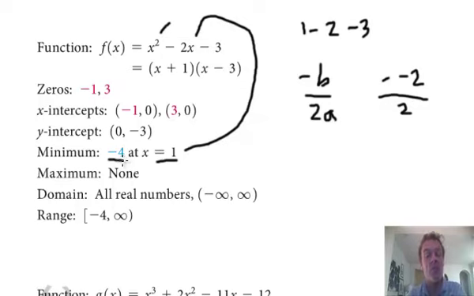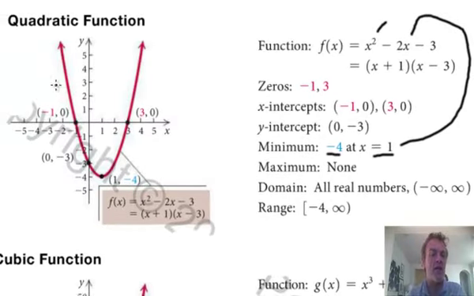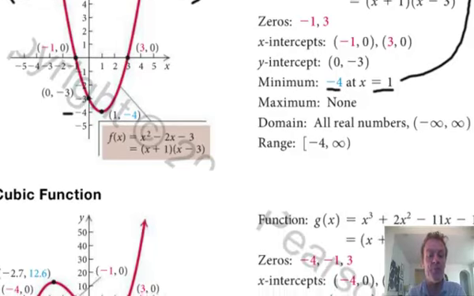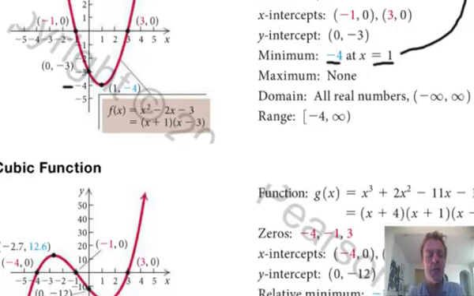It doesn't have a maximum, it's got a minimum. And the domain of quadratics, look at it, negative infinity to positive infinity. It's going all the way to the left, all the way to the right. That's domain. The range is negative 4, the minimum y, to the maximum y, it's going up to infinity. So that's the range. Let's have a look at a cubic one.